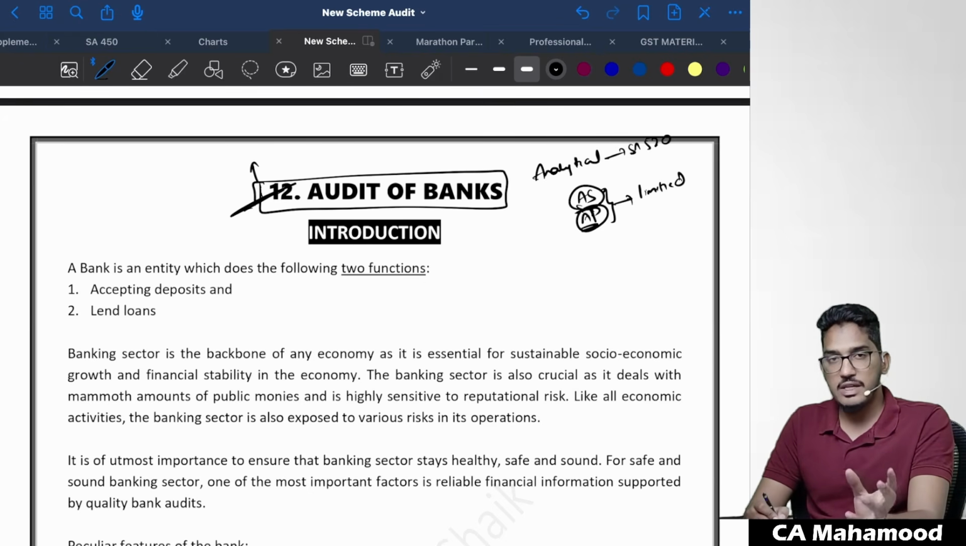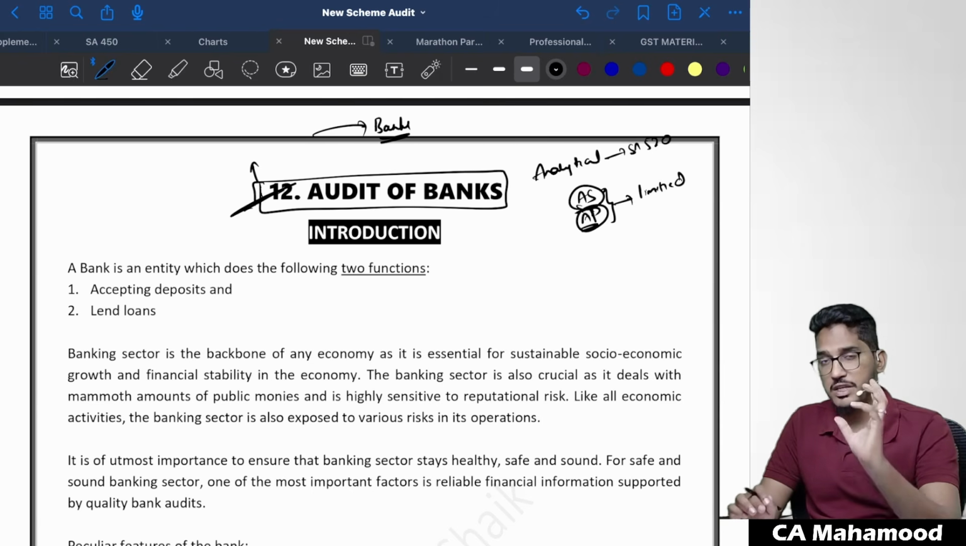First of all, what exactly will this chapter teach us? From the name itself, it is very clear. This chapter is going to teach us how to conduct the audit of banks, in case you get appointed as the auditor of a bank. As we all know, banks play a crucial role in the development of any economy. Even in India, as in other developing countries, the role of banks is even higher.